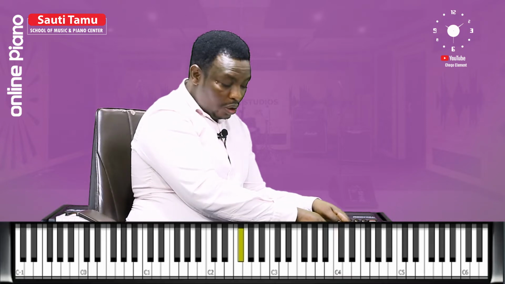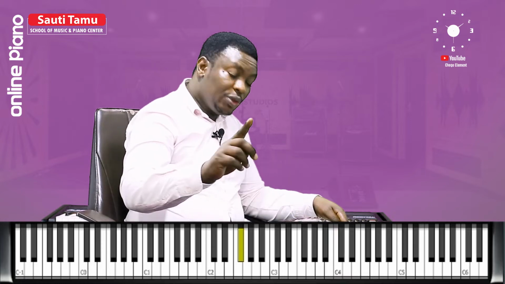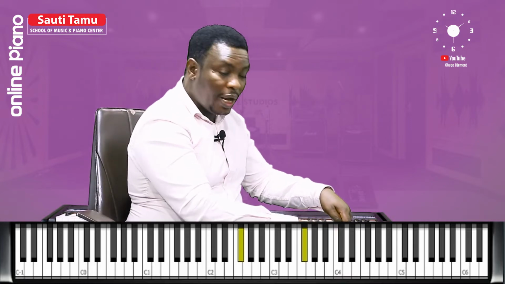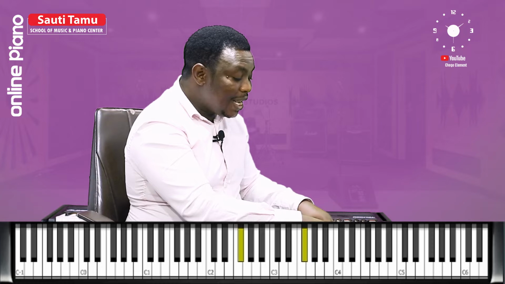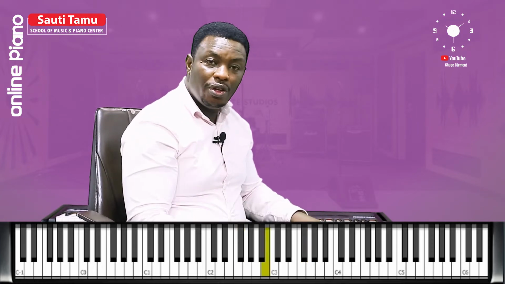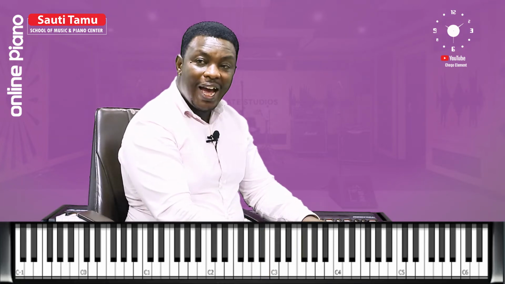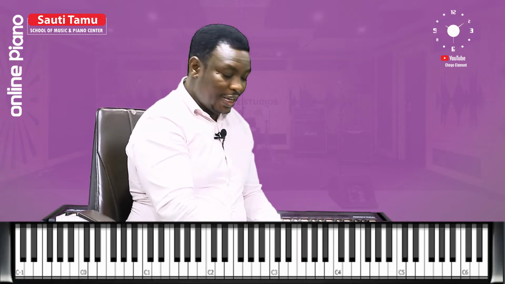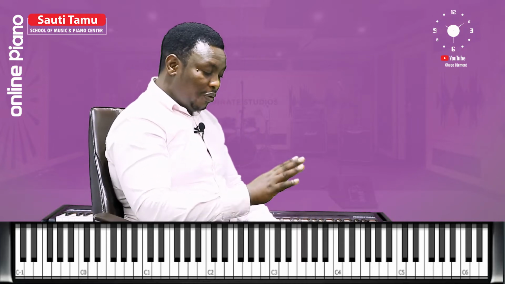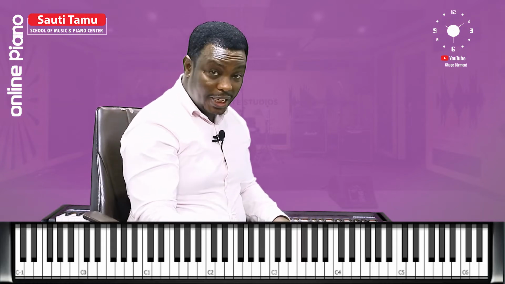For instance, if you are in a scale of F sharp, you have to start with F sharp and end with F sharp. But between the third and fourth, you must have a semitone, and also between 7 and 8, you must have a semitone. Now, first things first, we start with the first scale, which is C.